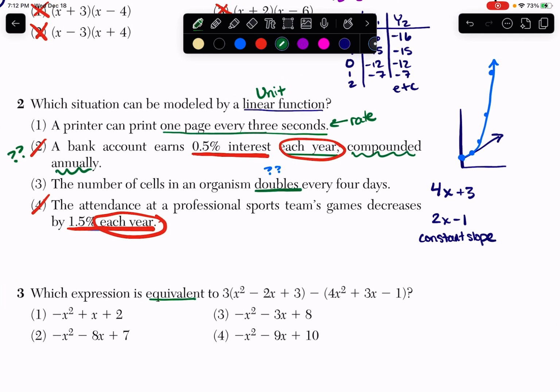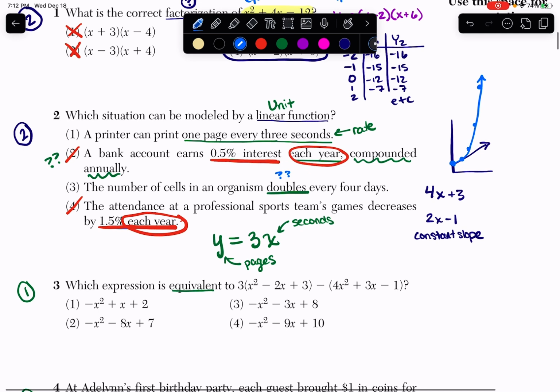But if I think of Unit 2, a printer can print 1 page every 3 seconds. I could model that as y equals 3x, if x is seconds and y is pages. Right? After 0 seconds, there are 0 pages. After 10 seconds, there are 30 pages. So I'm pretty sure something like number 1 could have shown up in our unit on linear functions. I'm going to choose answer choice number 1.